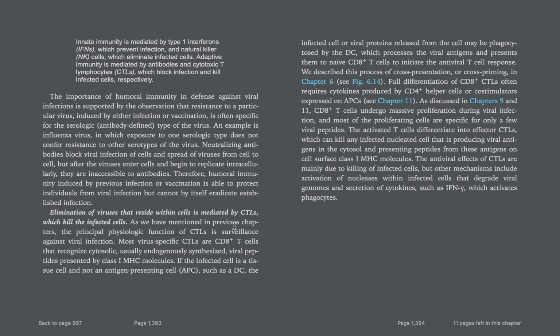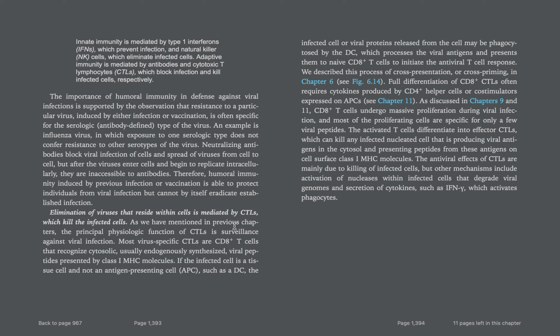As discussed in chapter 9 and chapter 11, CD8 T cells undergo massive proliferation during viral infection, and most of the proliferating cells are specific for only a few viral peptides. The activated T cells differentiate into effector cytotoxic T cells, which can kill any infected nucleated cell that is producing viral antigen in the cytosol and presenting peptides from these antigens on the surface class I MHC molecules.